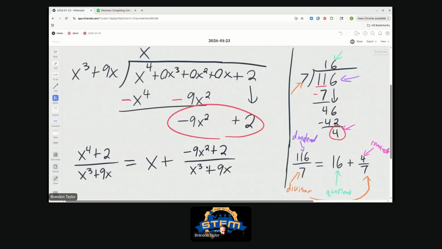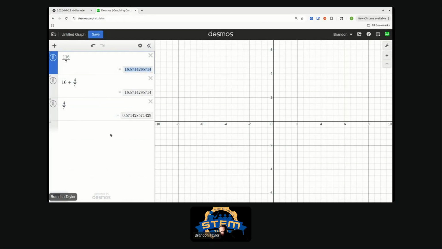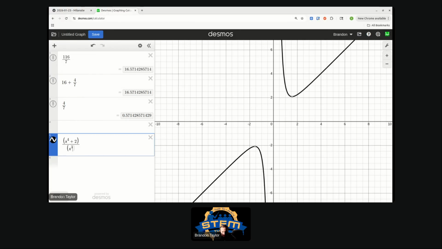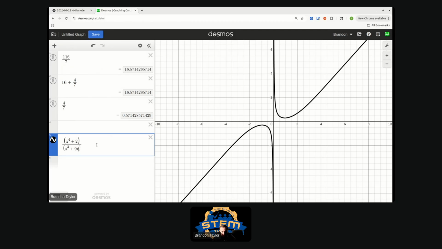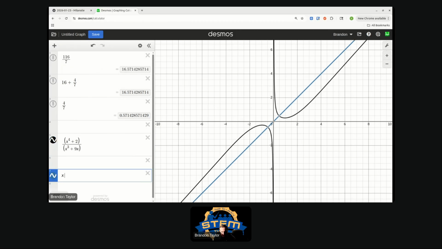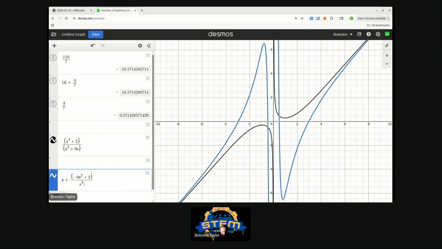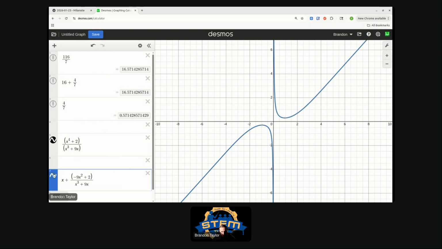x cubed plus 9x. So let's see if this is true. If I go to x to the 4th plus 2, divided by x cubed plus 9x, this is what we're talking about. And what I'm claiming is that that's equal to x plus negative 9x squared plus 2 over x cubed plus 9x. Voila. Hopefully you can see that.